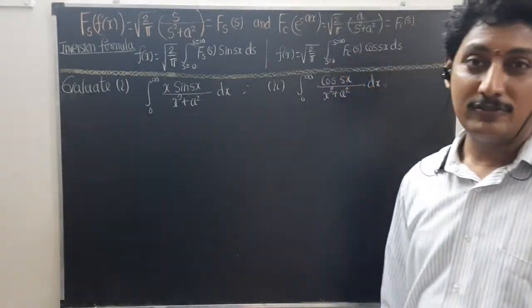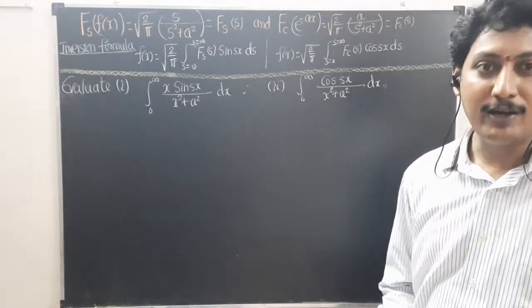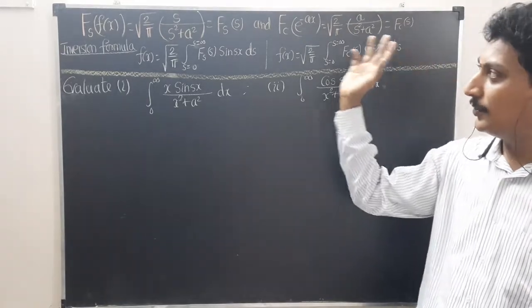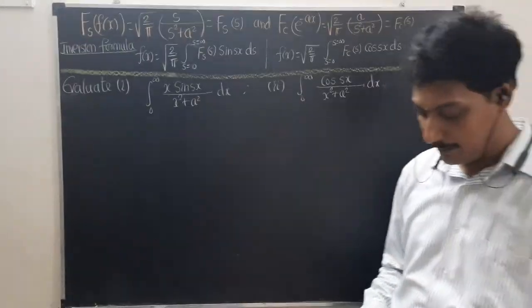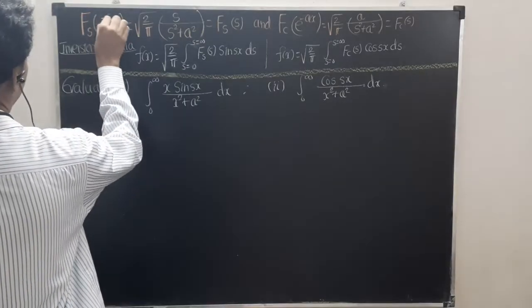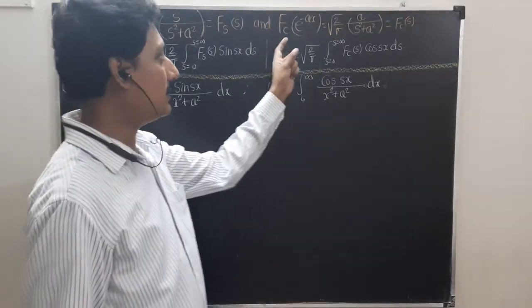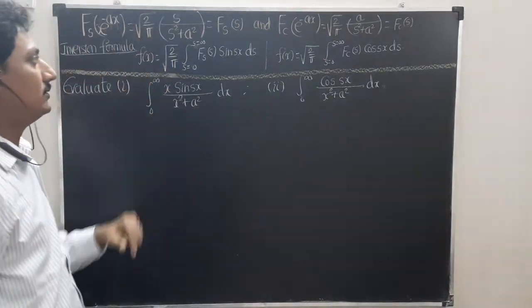This video lecture will give you the application of the inversion formula for the Fourier sine and cosine transforms. On the board: the Fourier sine transform of e to the power minus ax. Suppose I consider f of x equal to e to the power minus ax, the answer is s by s square plus a square. The cosine transform is a by s square plus a square, with root 2 by pi in front of that.